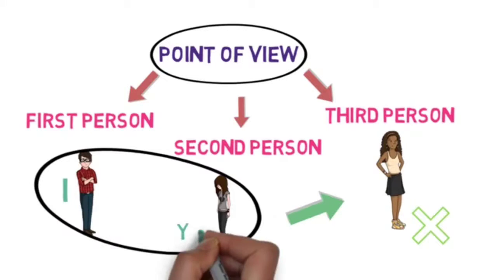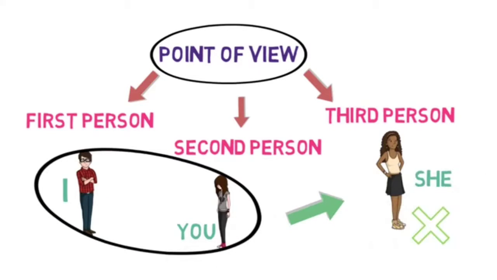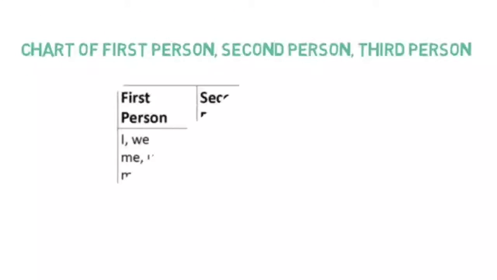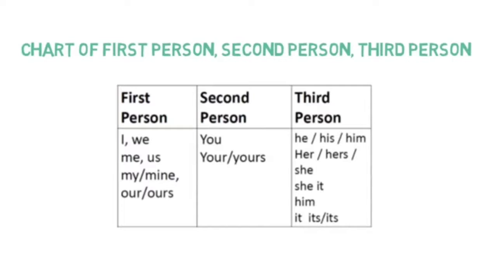And Ravi may be talking to Isha like this. I am telling you that she is very beautiful. Look at the tabulation here, children. Chart of first person, second person and third person. First person, we have I, we, me, us, my, mine, our, ours. In second person, you, your and yours. And in third person, he, his, him, her, hers, she, it, him, it, its.